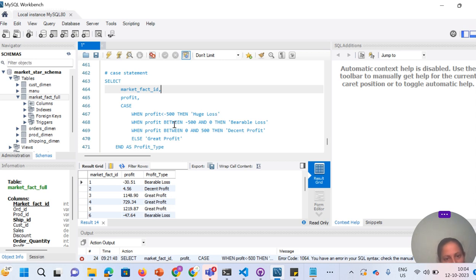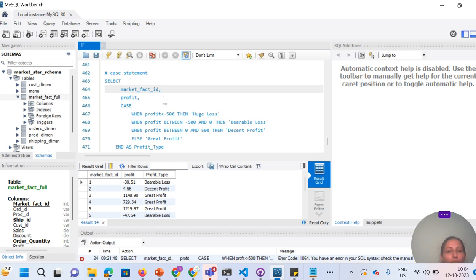If profit is between, we will use the BETWEEN keyword here, minus 500 and 0, then put it as bearable losses. WHEN profit BETWEEN 0 and 500, then this is decent profit. ELSE, if it's more than that, it's a great profit. And save the results of all the conditions as a column named profit type. So in the result, this will show as the column alias, profit type.